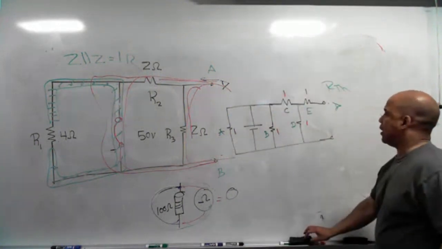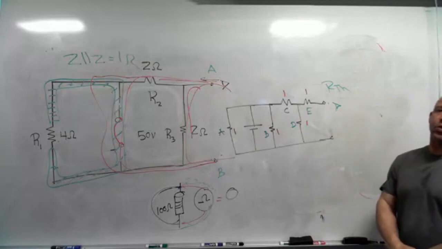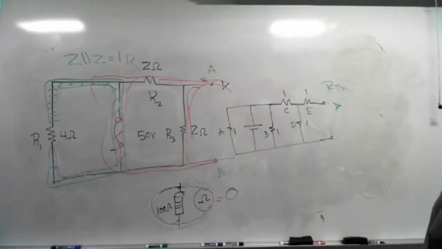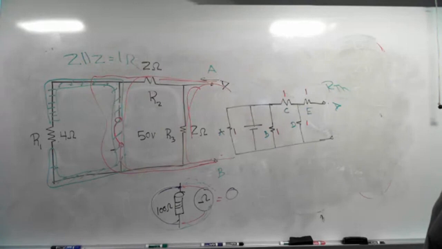All right, so if I'm looking this way, which resistors can I ignore? A. A, okay. Anybody else? A and B. A and B, anybody else?